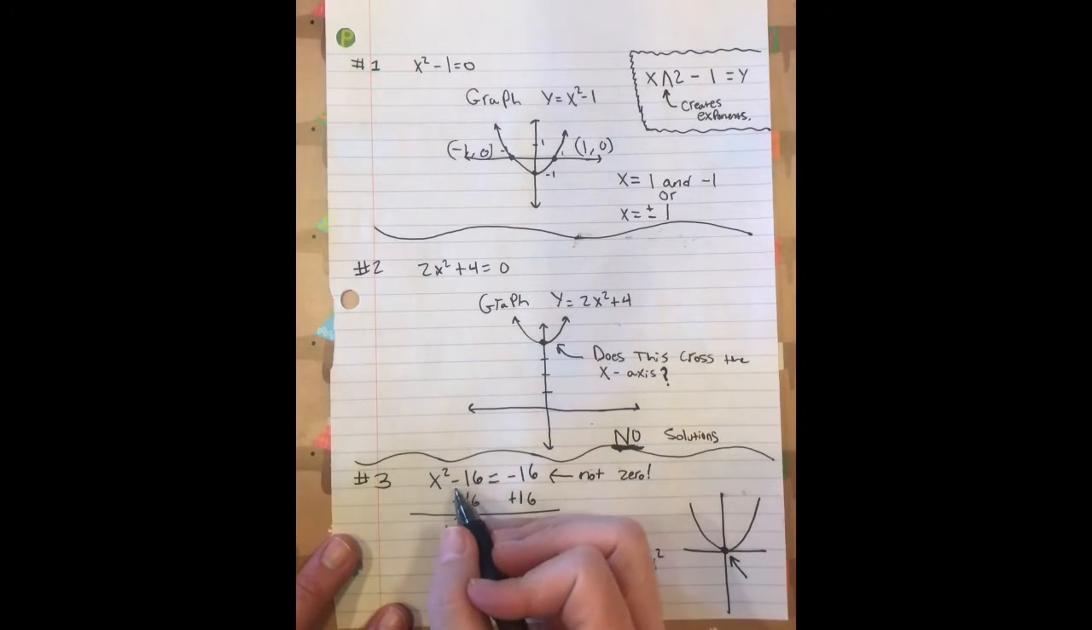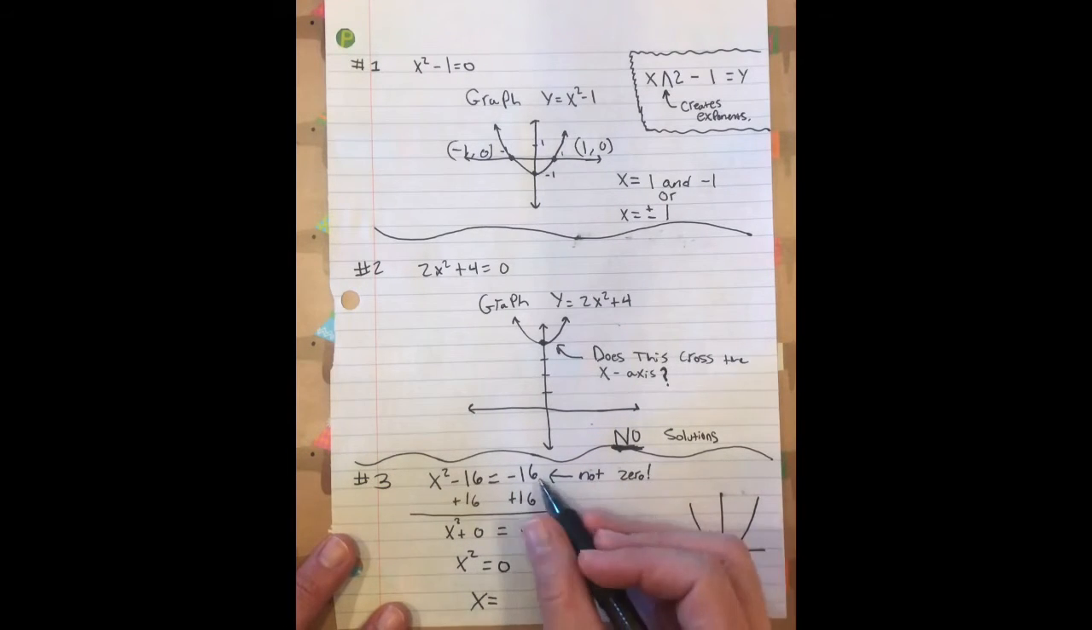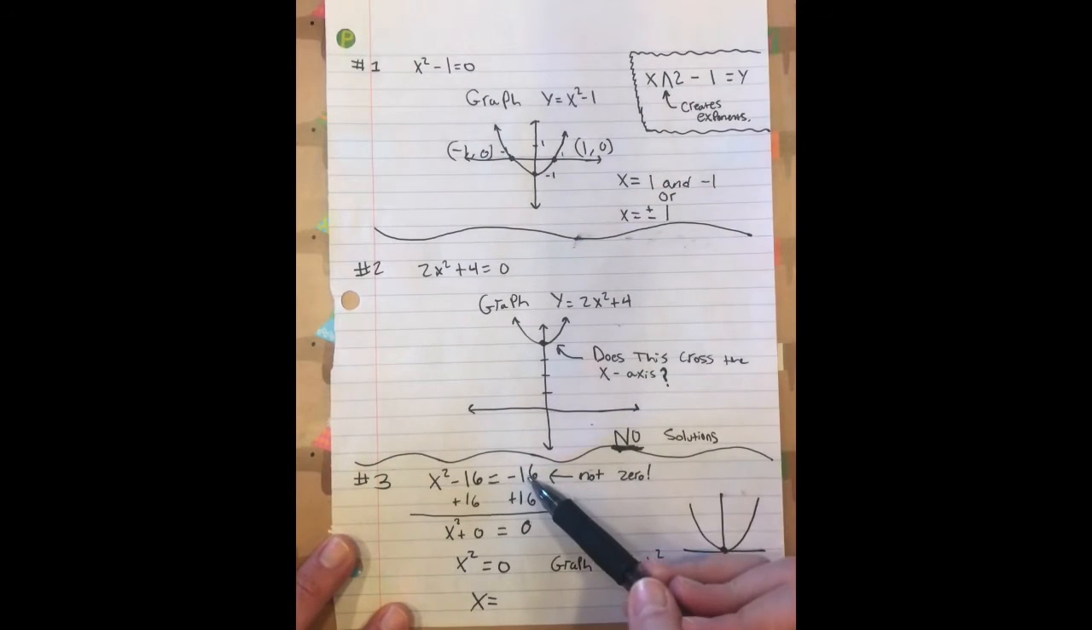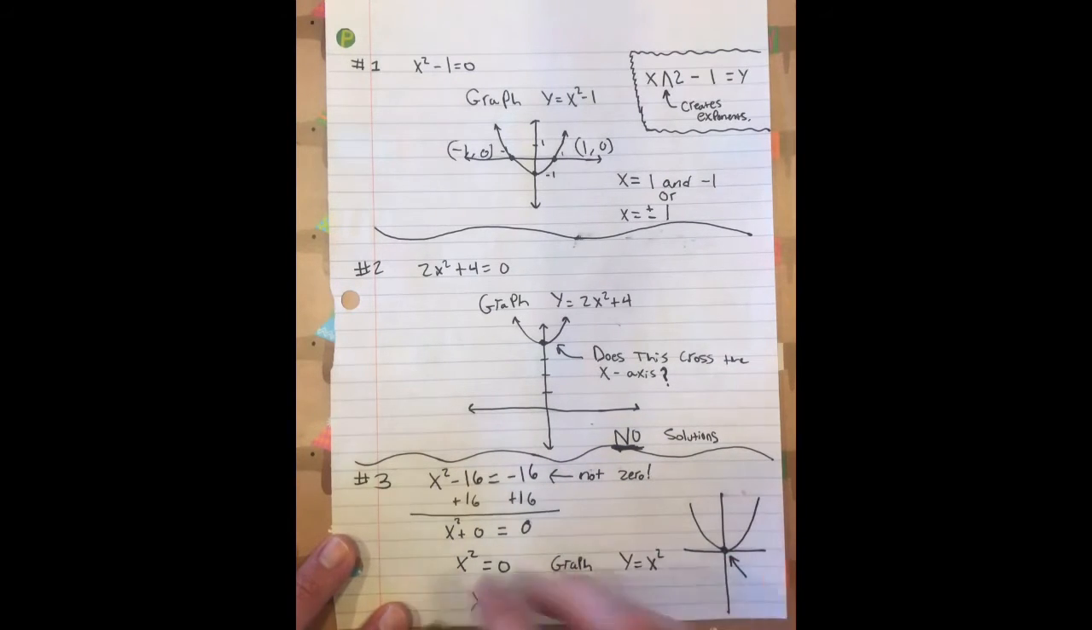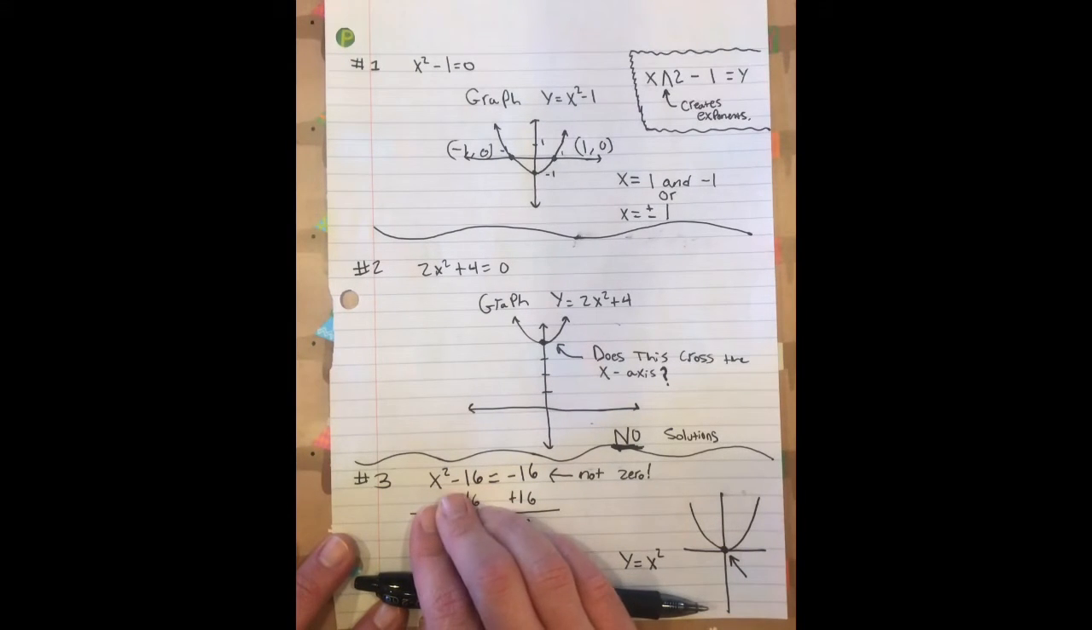So we have x squared minus 16 equals negative 16, right? Notice that unlike problem number 1 and problem number 2, it does not equal 0. So before we do anything else, we have to make it equal 0. If I want to get rid of this minus 16, what's the opposite of a minus 16? A plus 16. What I do to one side, I have to do to both sides. So I do it to both sides.